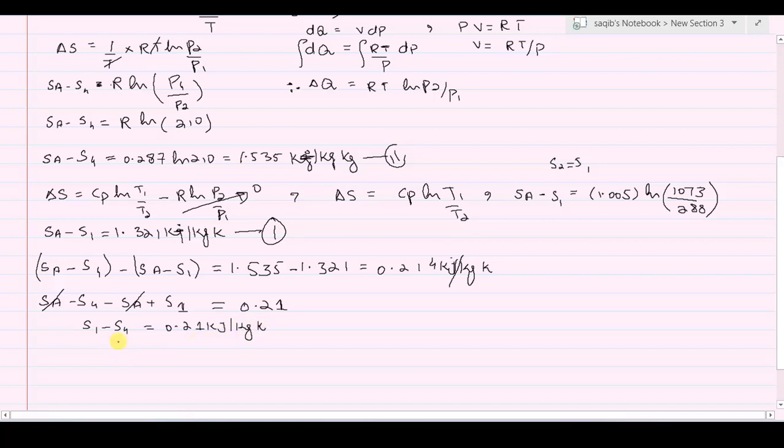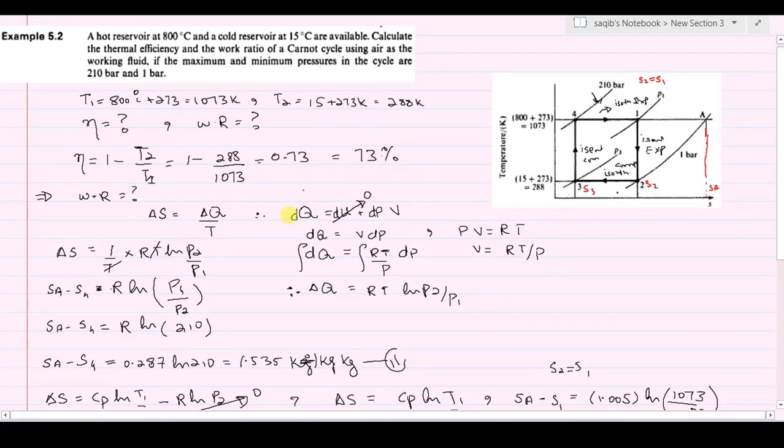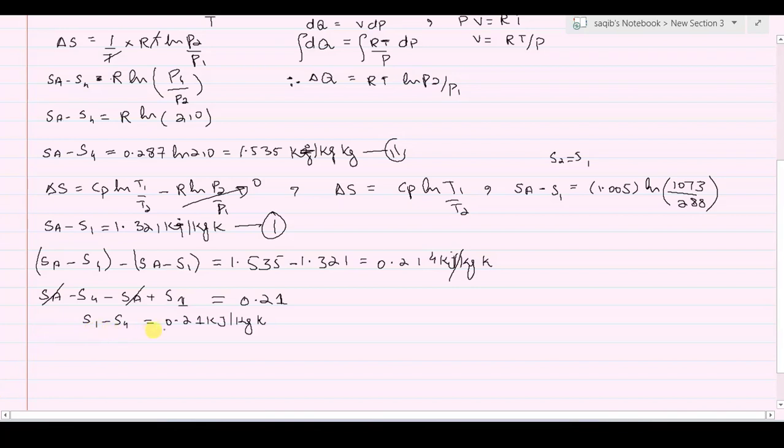But remember, this is the entropy difference from S1 to S4. By finding this, the change in entropy from S4 to S1 is now easily determined. As I previously told you, for state point 1 there is no S1 or P1 value given. That's why we extended it further so that it intersects the pressure line P1 bar, and we obtain a state point with the help of which we can approach, in reverse, back to state point 1. So its entropy difference is now easily calculated, that is S1 minus S4.